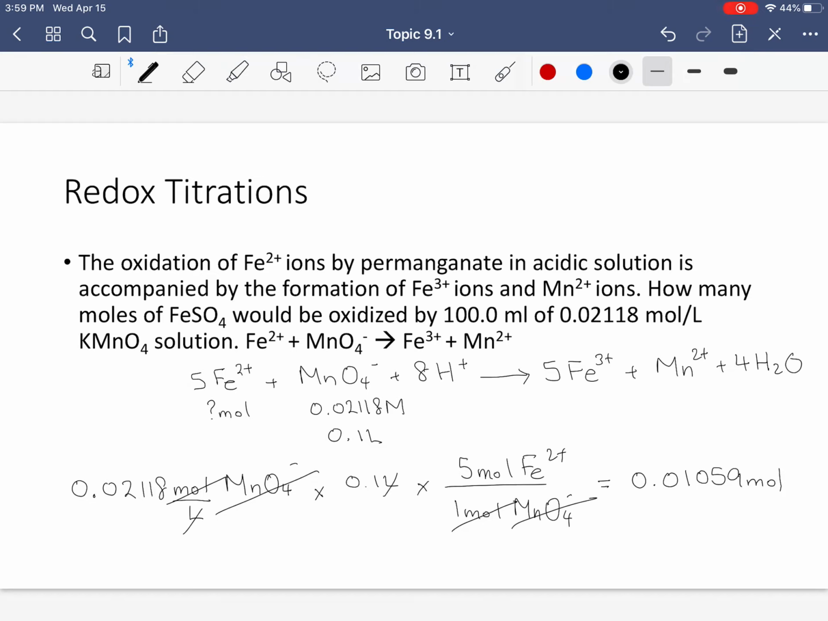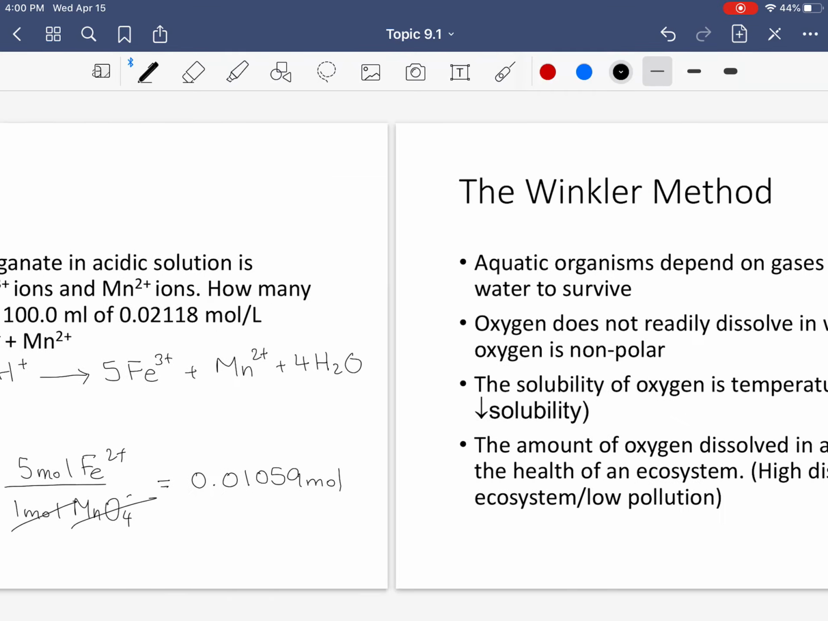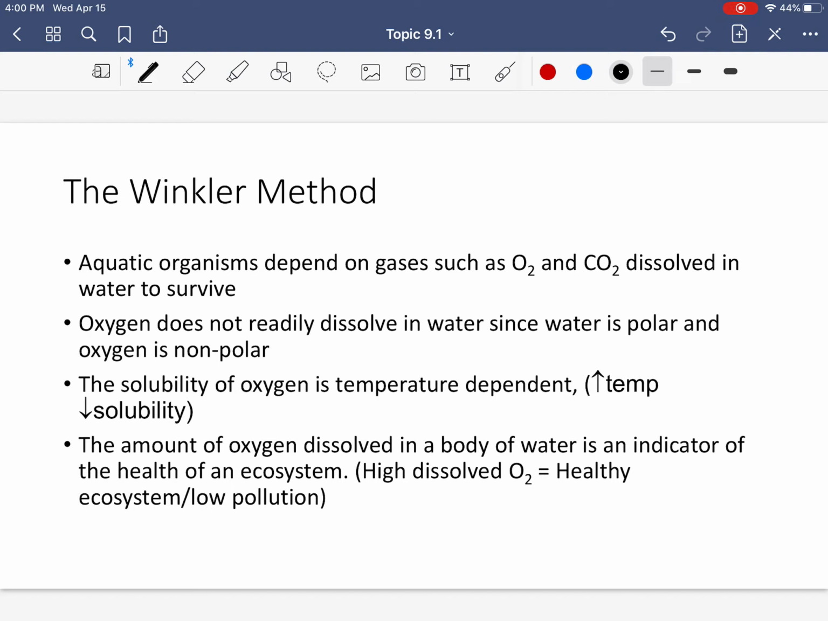So the trick here is to balance the redox and then put in the numbers and do exactly what you've been doing with stoichiometry. Simple, huh? But in reality, this is a lot of work. Especially trying to do this in a lab. So the 6 of you who did redox reactions in your IA already know that it's not that easy to pinpoint that endpoint in a redox reaction. So I have an example for you, and this is called the Winkler method.